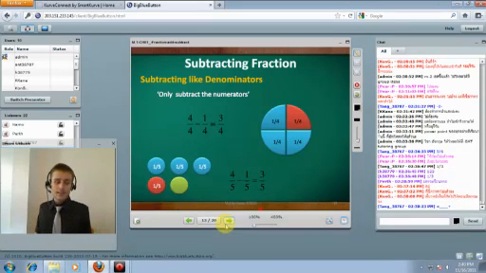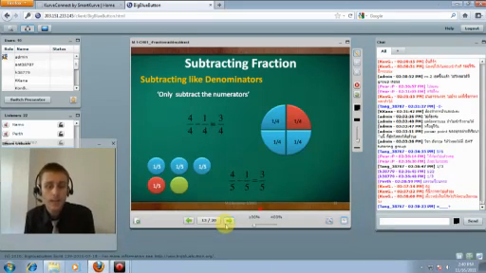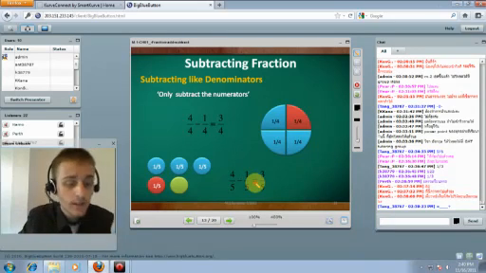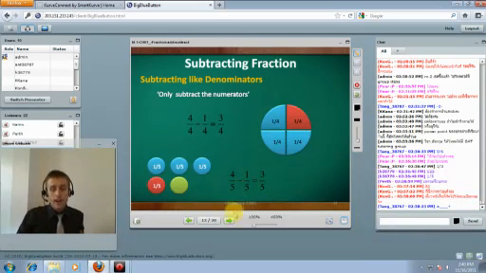Subtracting fractions with like denominators. As we did in addition, you only subtract the numerator. So 4 over 4 minus 1 over 4 equals 3 over 4. You keep the denominator the same, you just subtract the top. 4 over 5 minus 1 over 5. We're keeping the denominator the same, we are subtracting the numerator. 4 minus 1 is 3. Pull the 5 over, 3 out of 5. 3/5.